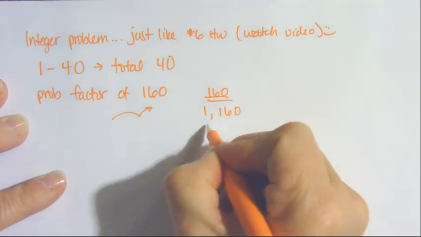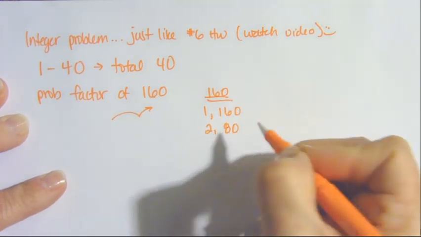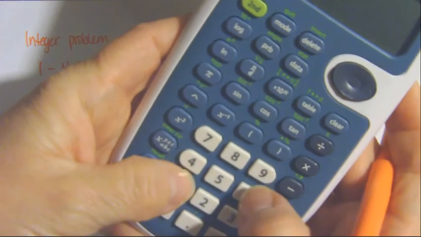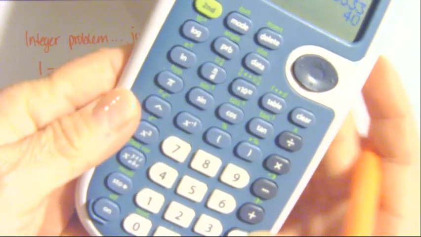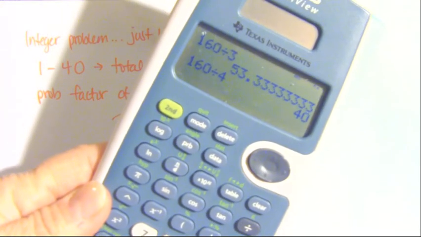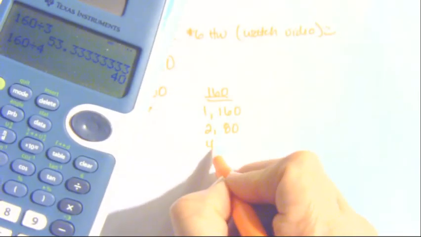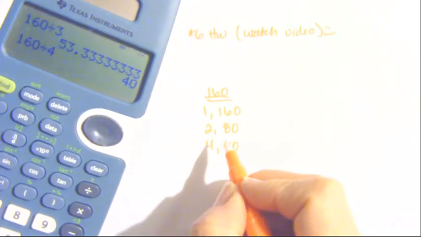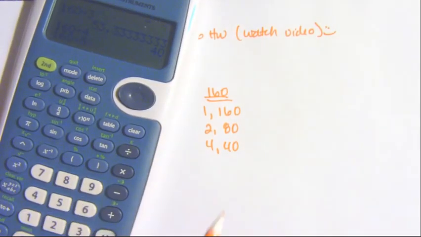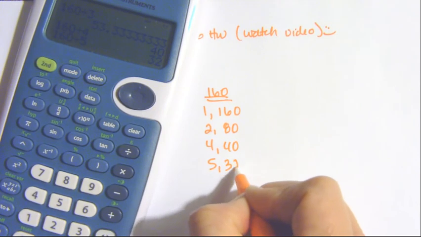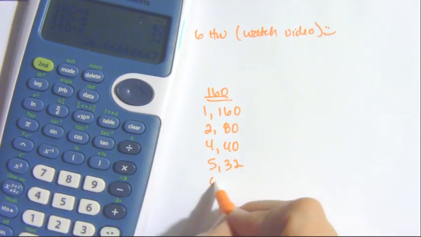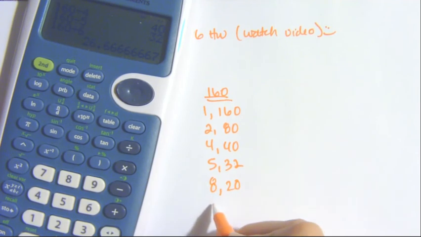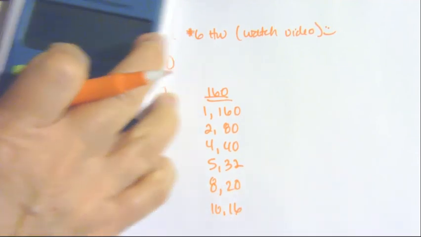And I've got 1 and 160, 2 and 80. If you're not sure how to do that, get your calculator, any calculator. 160 divided by 3 is a decimal. Nope, 160 divided by 4. Sorry, I wasn't showing you that. 160 divided by 4, so I have 4 and 40. I can do 160 divided by 5 and get 32. 160 divided by 6 is a decimal, 7 is a decimal. I get 8 and 20, and then 10 and 16.